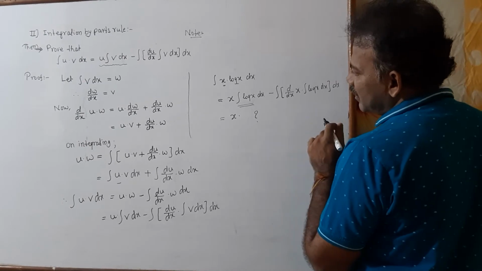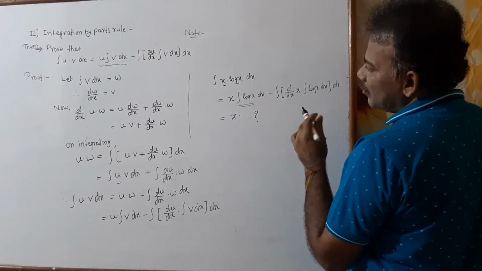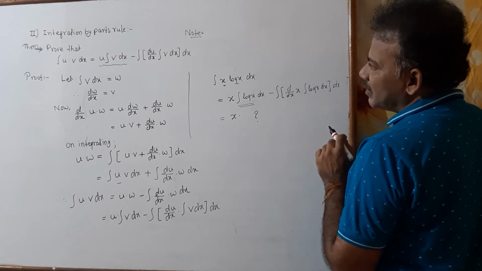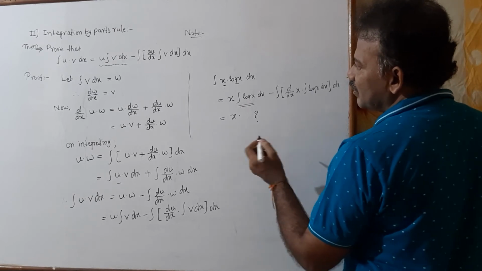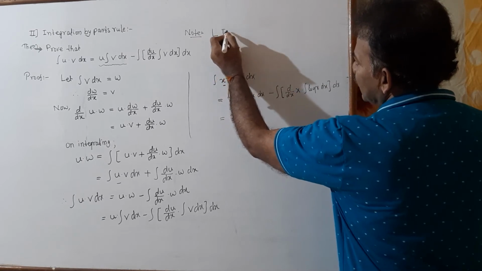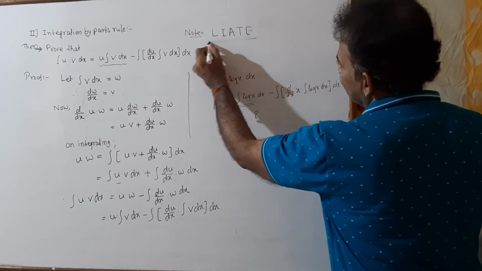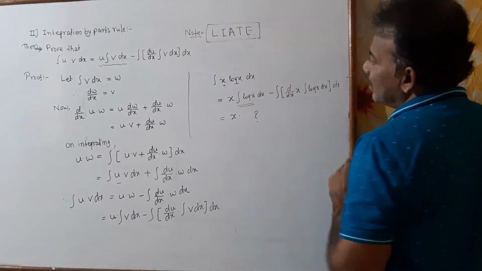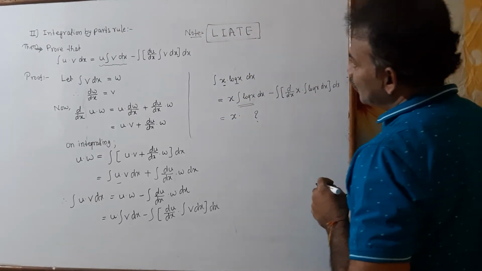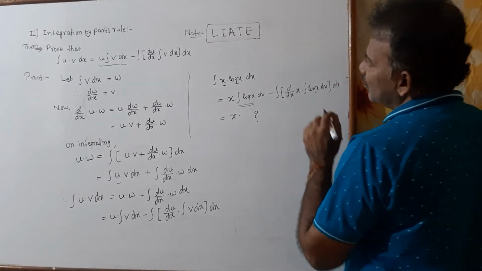This problem arises due to the choice of first function and second function. So which is the first function and which is the second function? There is one rule, known as the LIATE rule. This word is very important. According to this word, we choose the first and second function.